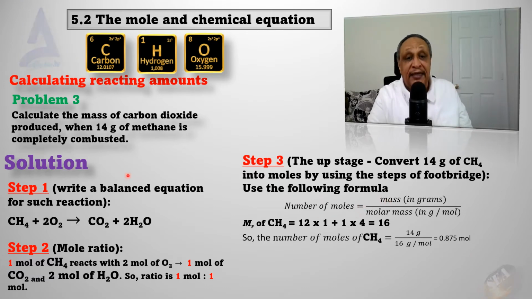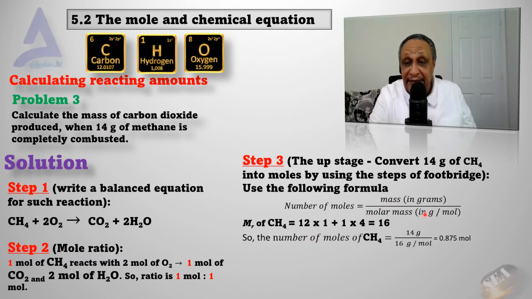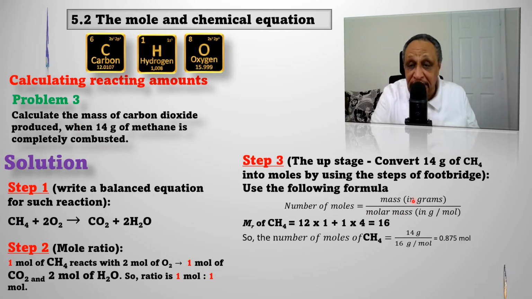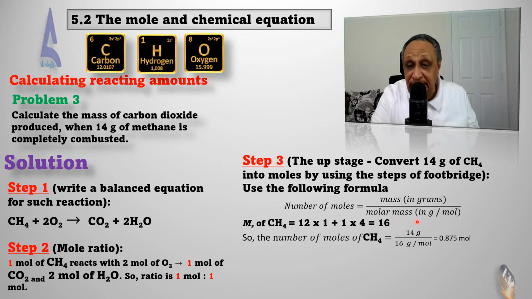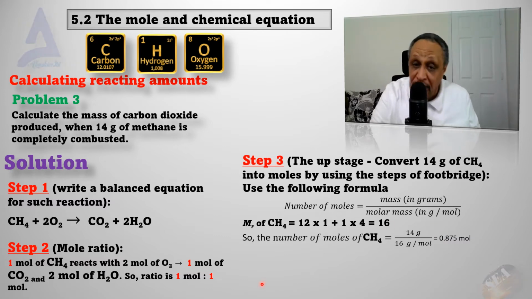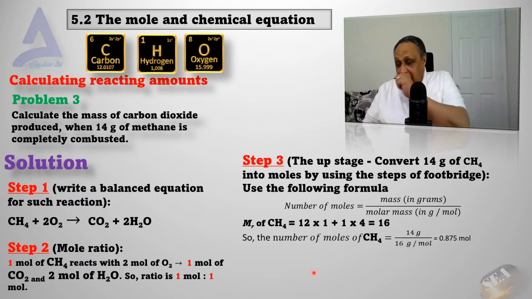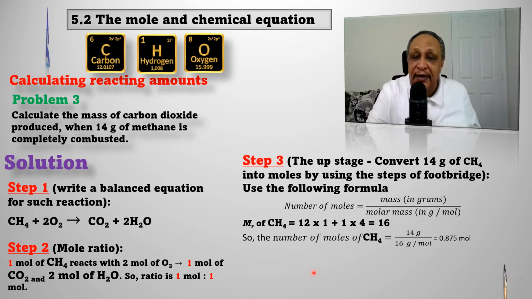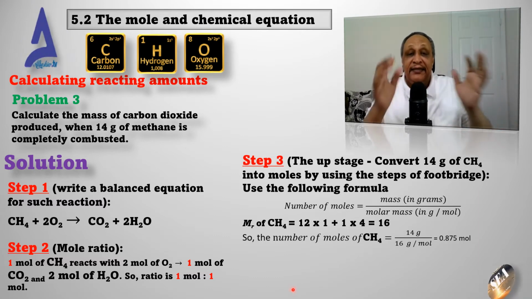I have here 14 grams of methane, so the number of moles of methane is the mass in grams, the 14 grams, over the molar mass, which is 16. So it is 14 over 16, and when we make the calculations, it's going to be 0.875 mole. So it's not a complete mole, but it is around 0.875 mole. This is the first 3 steps.